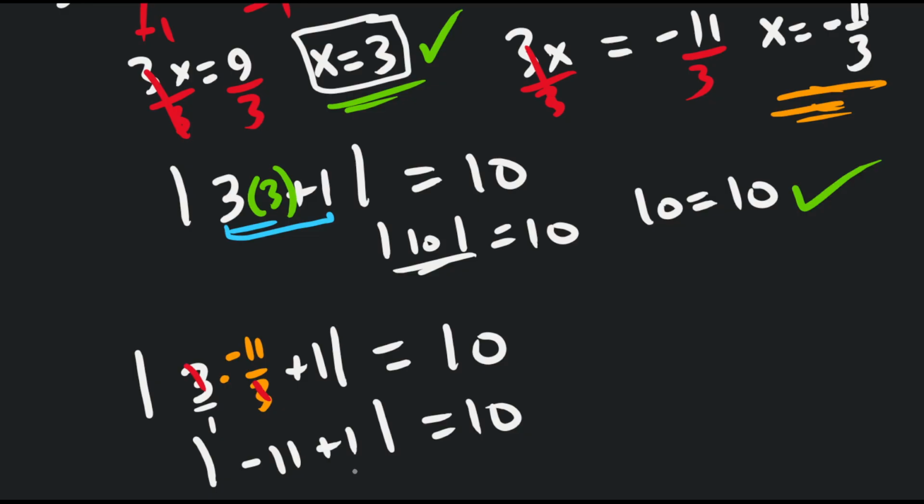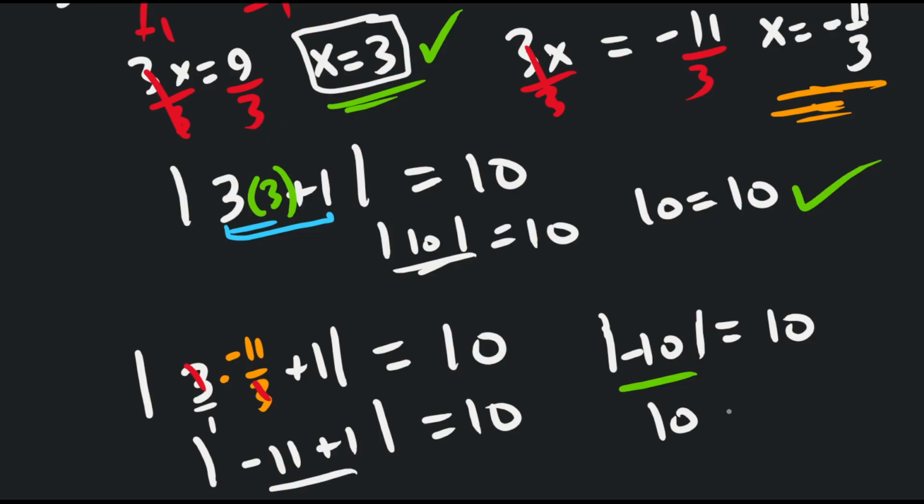Now what's negative 11 plus 1? That's negative 10. So the absolute value of negative 10 equals 10. And what is the absolute value of negative 10? That is 10, positive 10. So 10 equals 10 is what we're left with. And that checks out. 10 does equal 10.